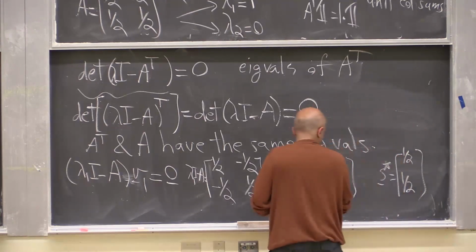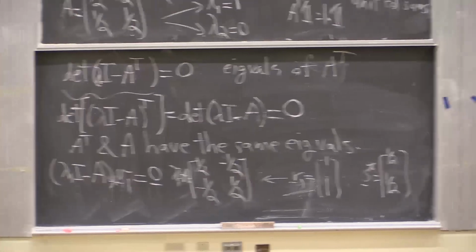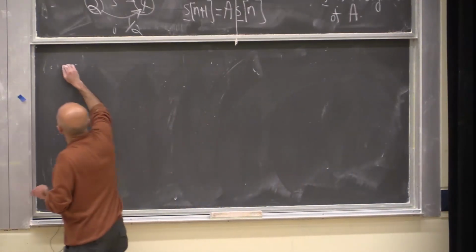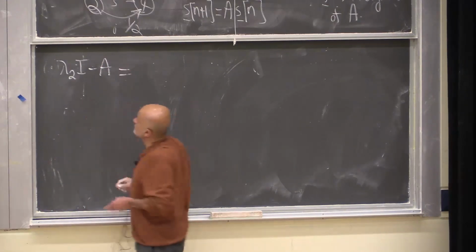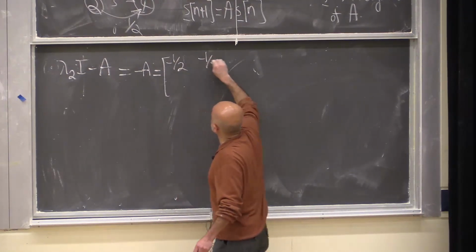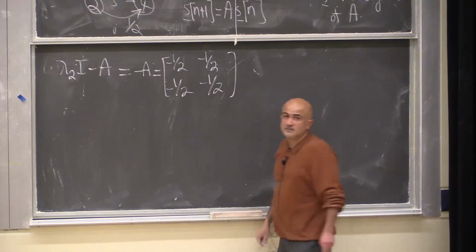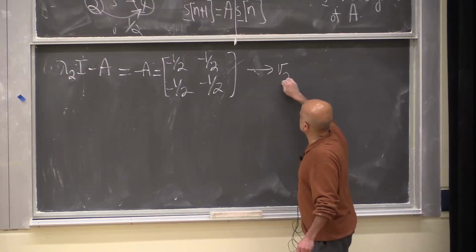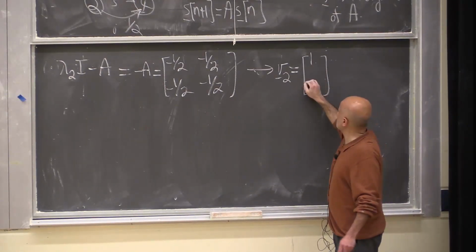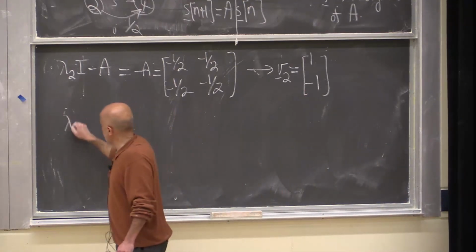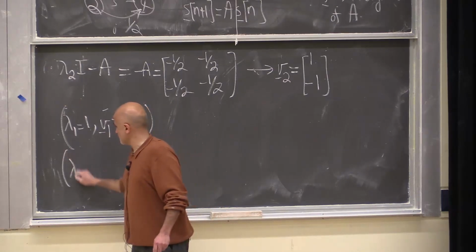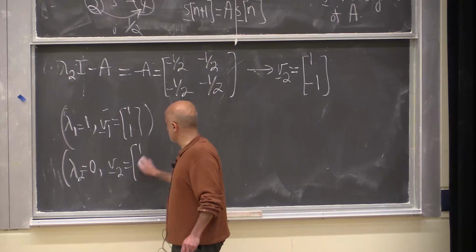What about V2? So I have lambda 2 I minus A. Lambda 2 is 0. So I'm looking at minus A. So it's minus 1/2, minus 1/2, minus 1/2, minus 1/2. Right? So what's V2? What linear combination of the columns will give me 0? 1 and negative 1. So lambda 1 equals 1, and the vector V1 equals 1, 1, form an eigenpair, and lambda 2 equals 0, and V2 equals 1, minus 1, form another eigenpair.